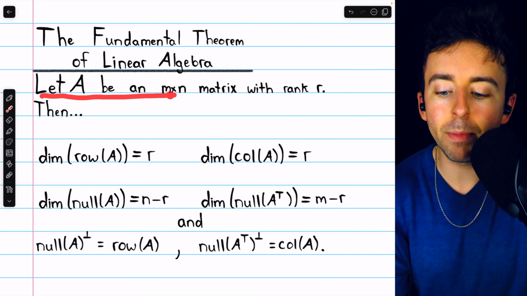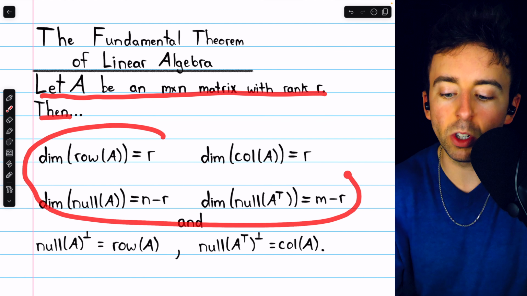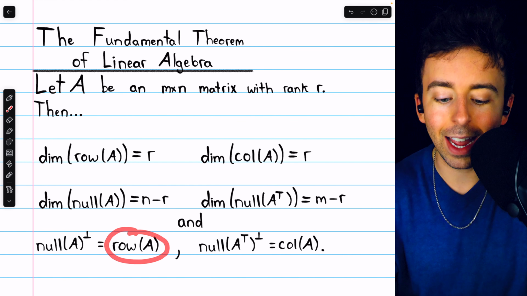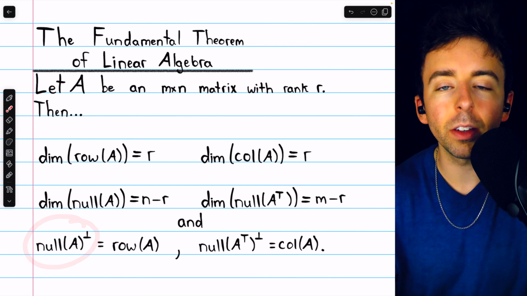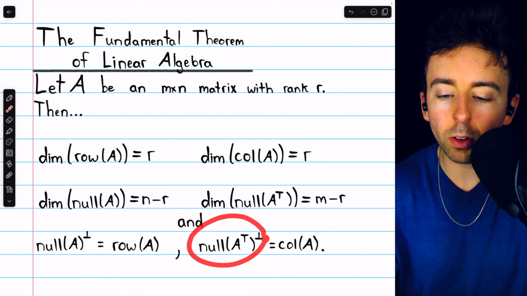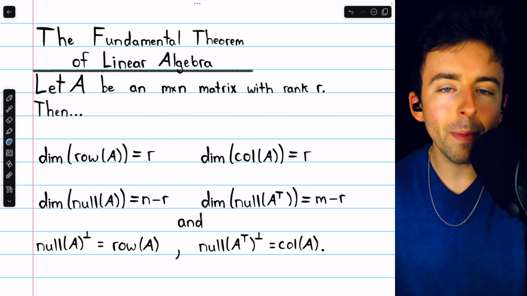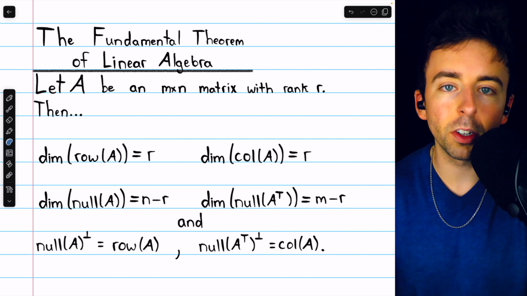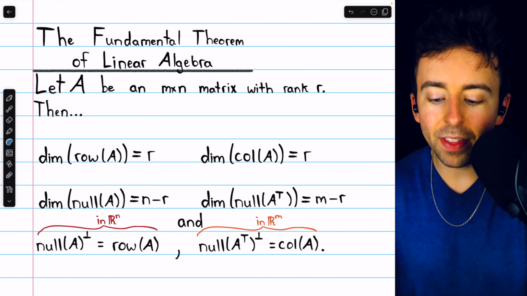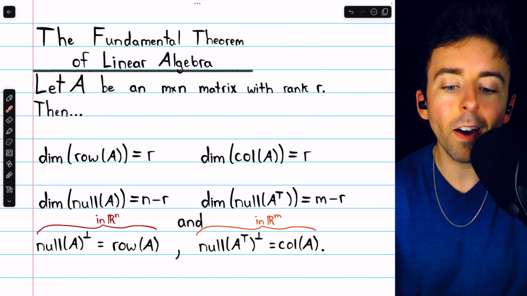Let A be an m by n matrix with rank r. Then, these four dimension equations we just discussed are true, and also, the row space of A is the orthogonal complement of the null space, and the column space of A is the orthogonal complement of the null space of A transpose. So the dimensions of all four of these spaces are determined purely from the size of the matrix and the rank of the matrix, and they also have this geometric relationship that they exist as orthogonal pairs.